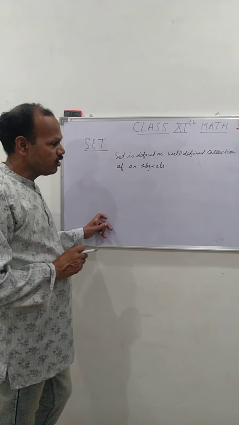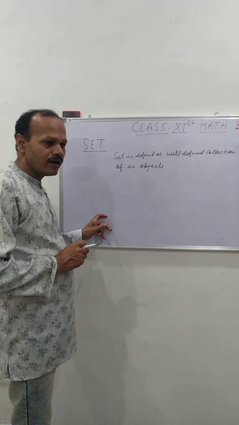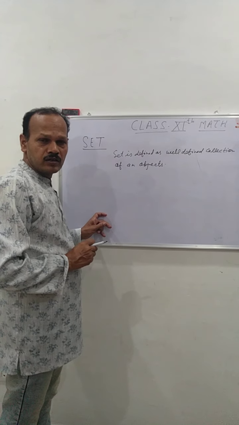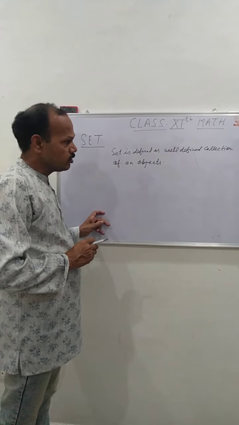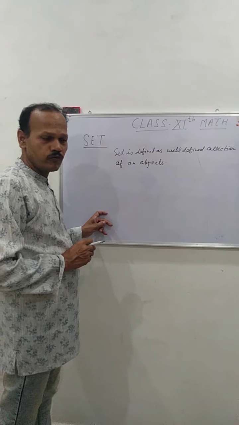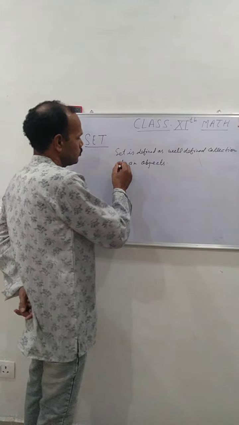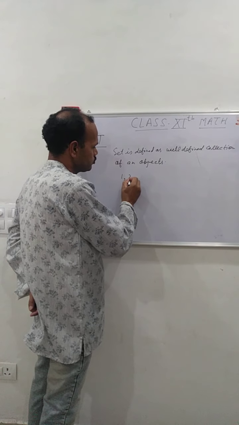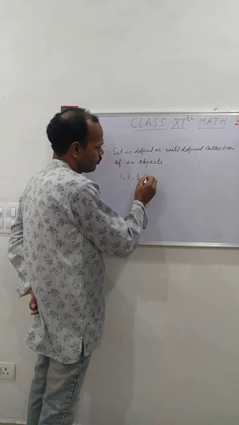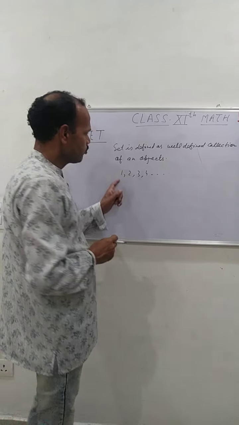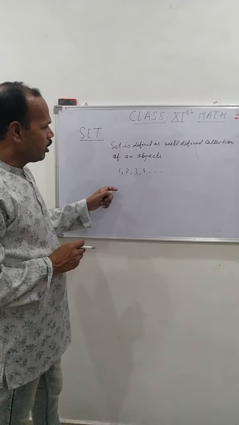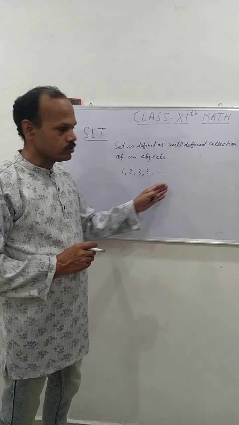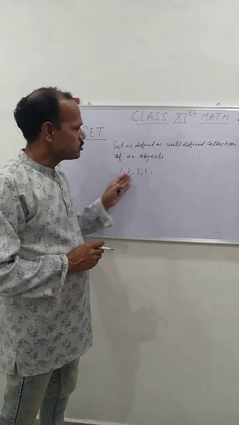What is the meaning of well defined? The numbers that are taken are identified by a specific property. If so, then we can say it is well defined. To define it, we will take an example. 1, 2, 3, 4, and so on. These numbers are a collection of numbers and it is a well defined collection. Why? Because these numbers are natural numbers. So we can say it is a set.